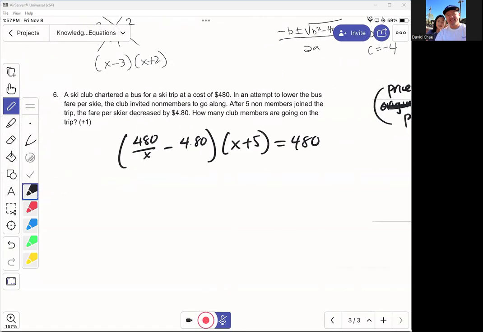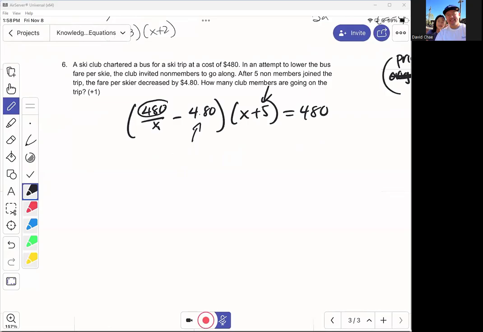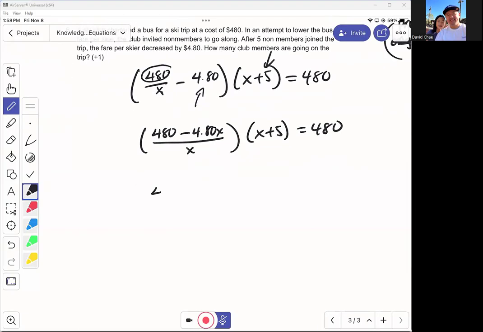So you're applying it here, right? 480 over x, where x is the number of people. So that'll give us the original price. Remember, it goes down $4.80 when 5 people are added. Okay. So what ends up happening is we get the common denominator: (480 minus 4.80x) all over x, times (x plus 5) is equal to 480. And then you multiply both out. So it'll be (480 minus 4.80x)(x plus 5) all over x is equal to 480.